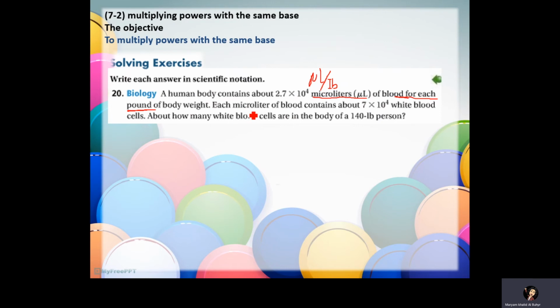Then each microliter of blood contains about 7 times 10 to the power 4 white blood cells. So this number represents how many cells in each microliter. It's cells per microliter, ml.